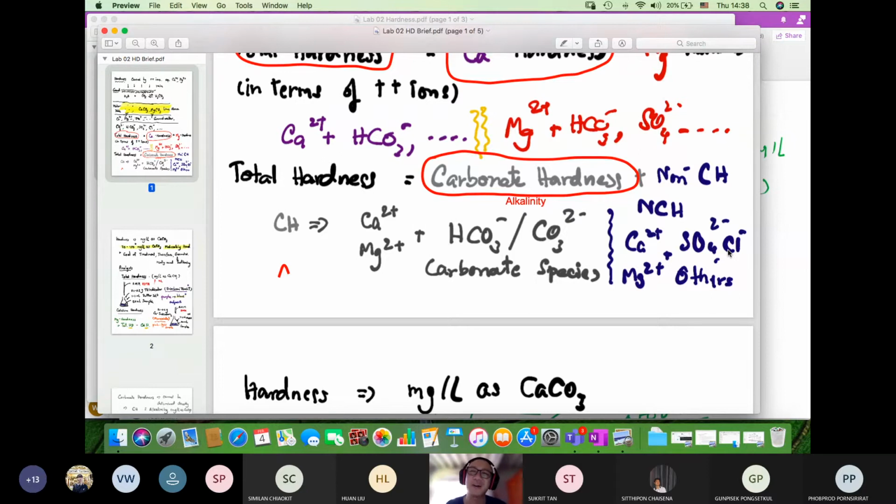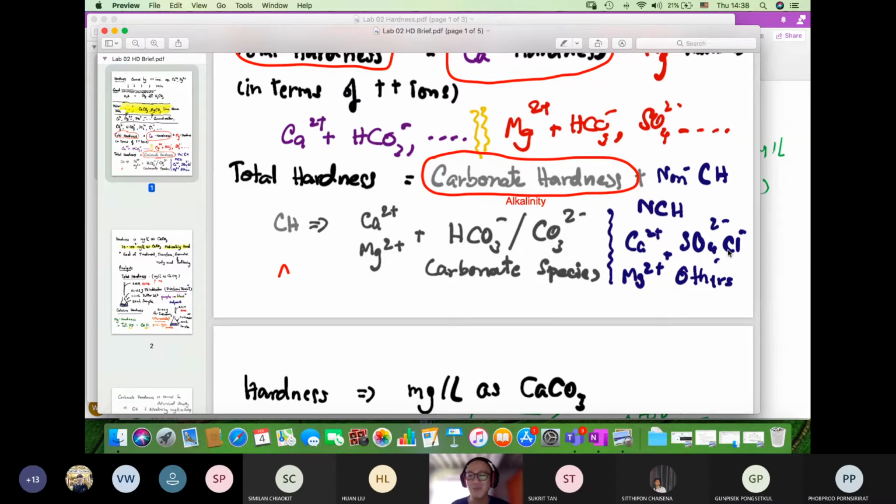Have you ever heard about permanent hardness or temporary hardness? Temporary hardness, what does it mean? It's basically the hardness which can be removed by boiling, right? The temporary hardness is the hardness which can be removed by boiling.